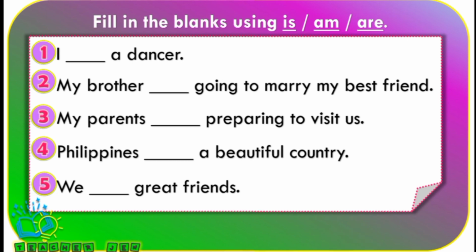Number 1, I blank a dancer. The correct answer is am. I am a dancer. Number 2, my brother blank going to marry my best friend. And the correct answer is my brother is going to marry my best friend. Number 3, my parents blank preparing to visit us. The correct answer is my parents are preparing to visit us.